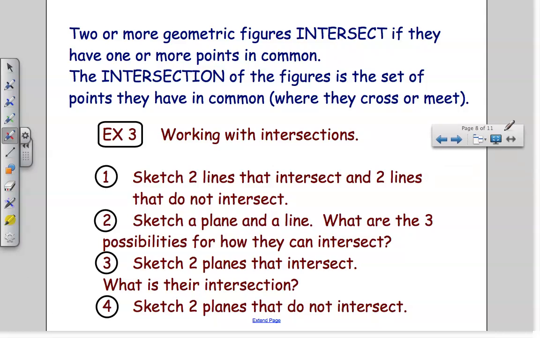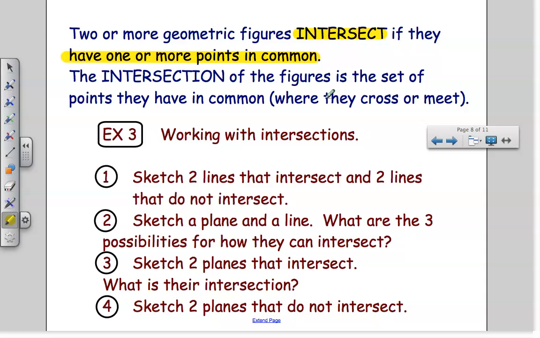Alright, last set of definitions and examples here. Talking about that word intersection. Two or more geometric figures intersect. We need a definition for this word intersect. If they have 1 or more points in common. For things to intersect, it means they have 1 or more points in common.